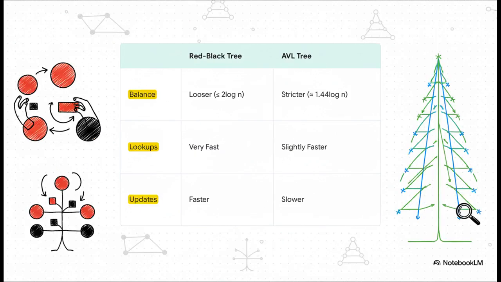Now, red-black trees aren't the only game in town. You might have heard of AVL trees. And when you compare them, you see this classic engineering trade-off. AVL trees are stricter. They keep themselves almost perfectly balanced. That makes searching them just a tiny bit faster. But that perfection comes at a cost. They have to do more rotations when you add or delete things. So for applications with tons of inserts and deletes, red-black trees are often the winner.